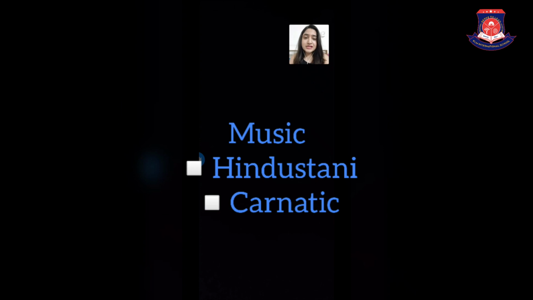So the next category is music. Now there are further two types, that is Hindustani music and Carnatic music. Hindustani music is the music that has developed in the northern part of India, and Carnatic music has developed in the southern part of India.